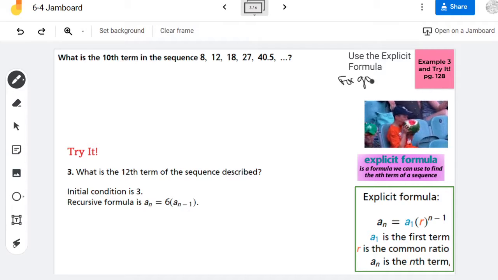So just like in my last video, I could make a recurring formula for arithmetic sequences as well. So it's important that you note that this is for geometric sequences only. Alright, so let's talk about what explicit formula means.